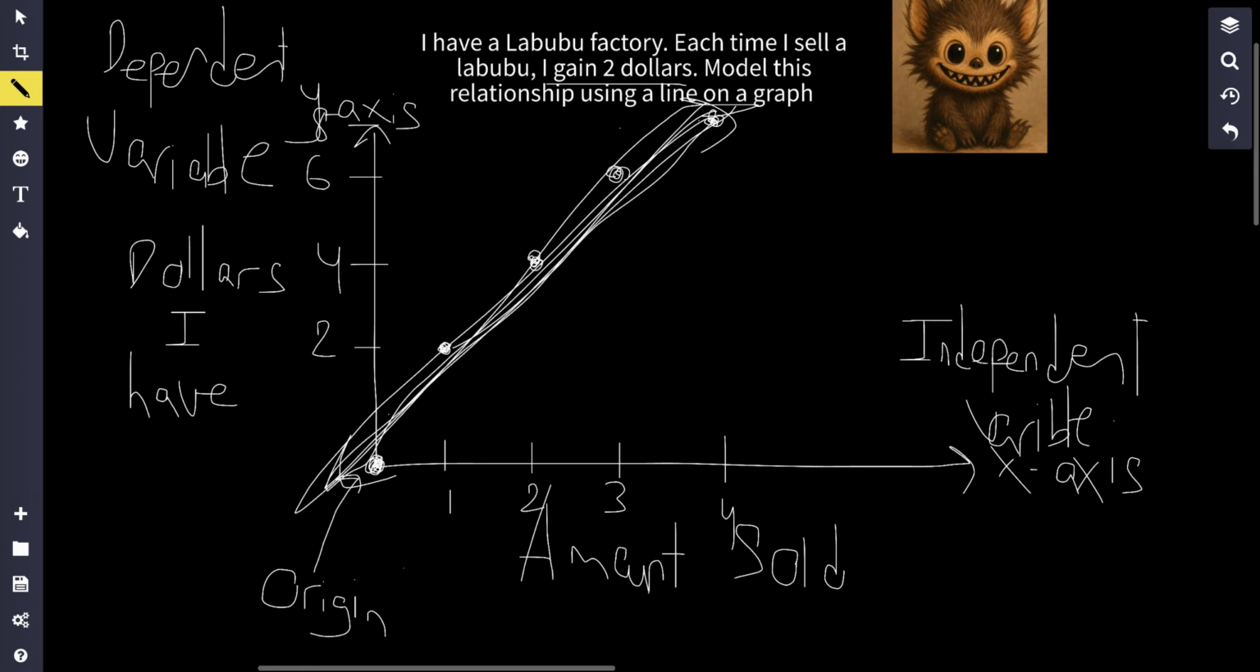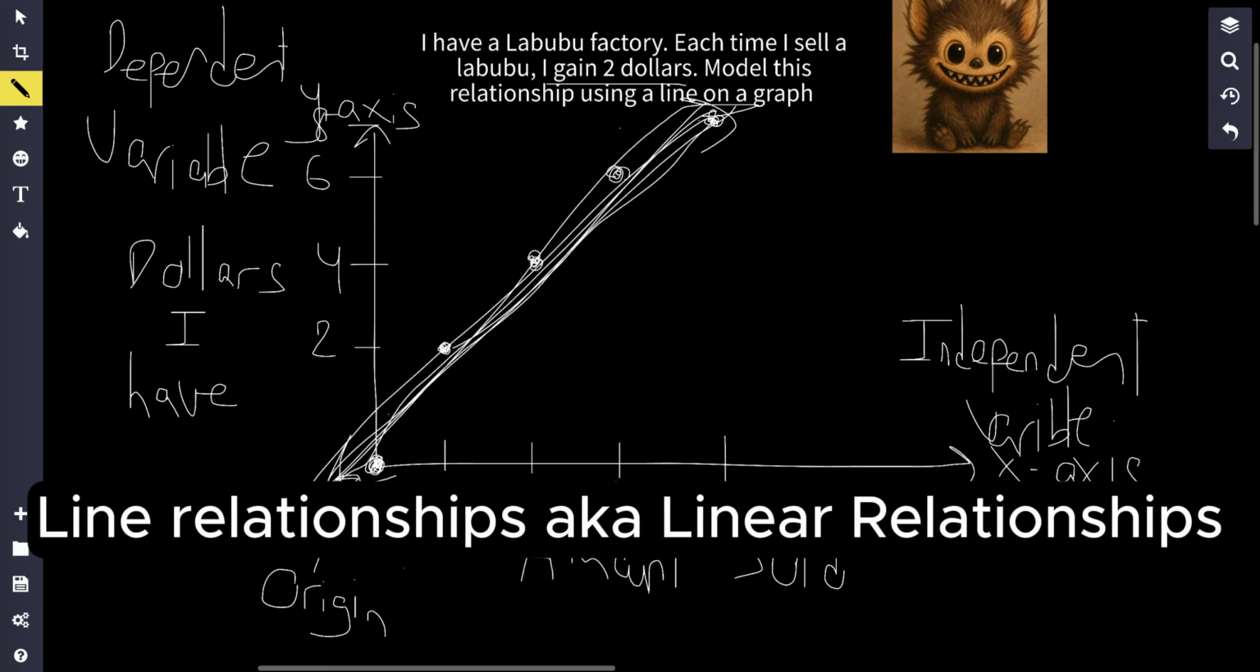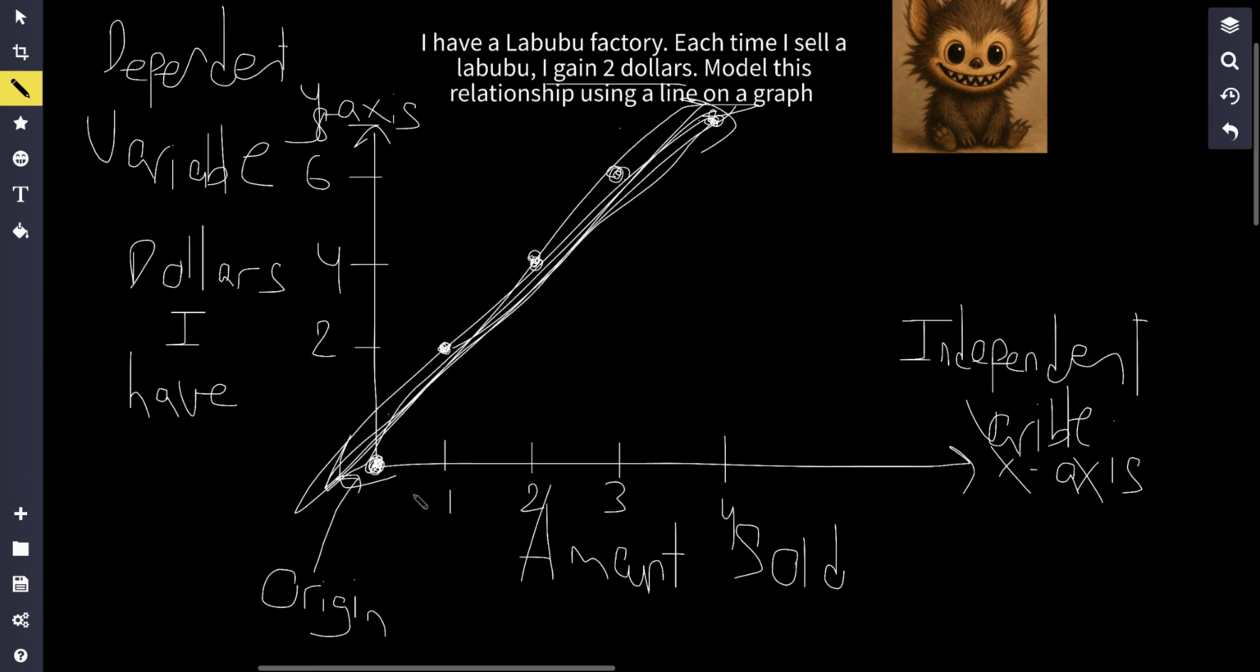So whenever we're trying to graph relationships using a line, we're basically trying to find out how does the x value change affect the y value. So as the x value changes from one term to the next term, how does the y value change in response to that?